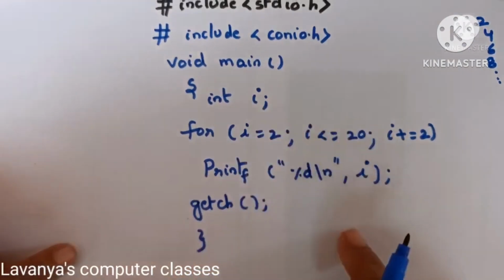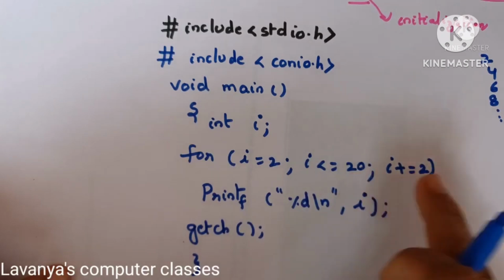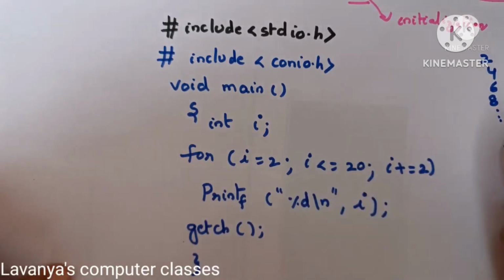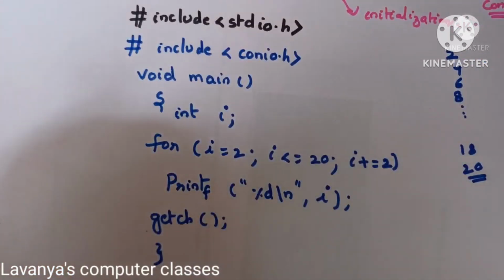Close it. So the I value is initially 2, and 2 is less than or equal to 20. Yes, the condition is correct. Then print the value 2. Then i += 2 means the I value is already 2, 2 plus 2 equals 4. It also satisfies the condition, so it is printed. Like this, it is printed.